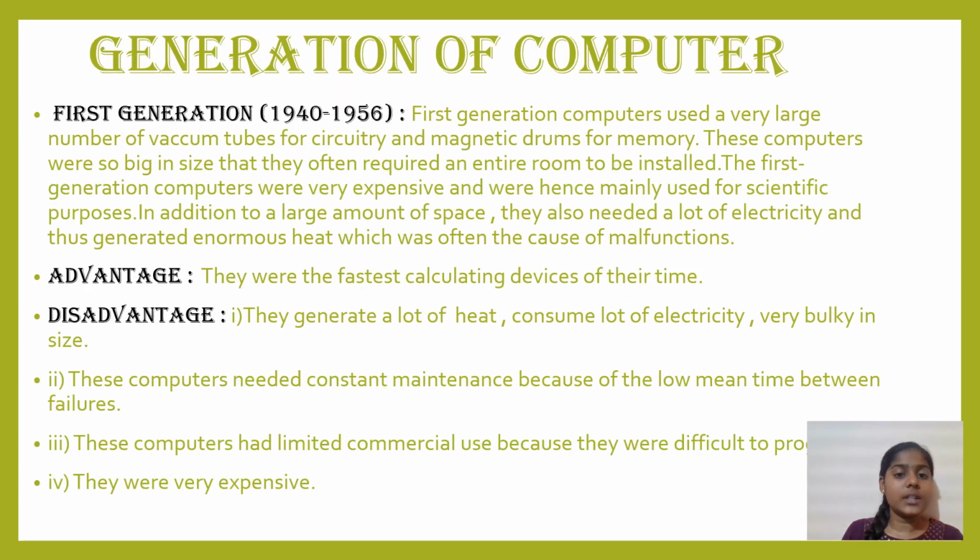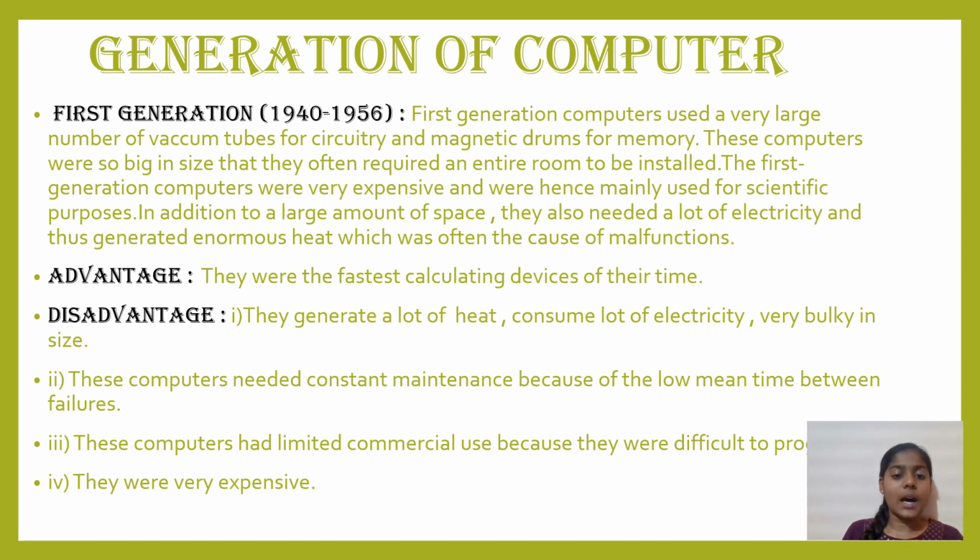Next, let's look into the generation of computer. First generation. First generation computers used a very large number of vacuum tubes for circuitry and magnetic drums for memory. These computers were so big in size that they often required an entire room to be installed. The first generation computers were very expensive and were hence mainly used for scientific purposes.